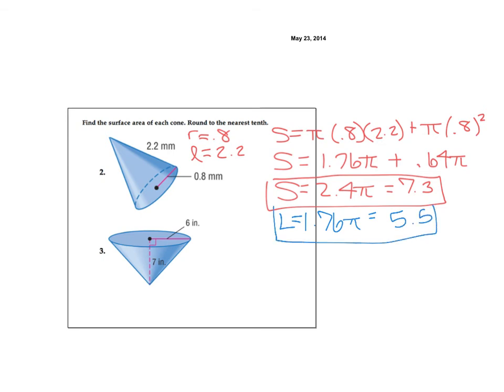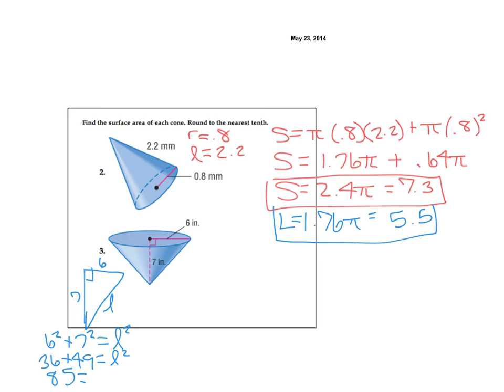All right, now this last one here on this page, you do not have the slant height. You have the height of the cone and you have the radius. So we'd use that to form a right triangle to solve for the slant height. So you have the legs, you need to find the hypotenuse. So you have 6 squared plus 7 squared equals our slant height squared. All right, we're going to add those together and we get 85.